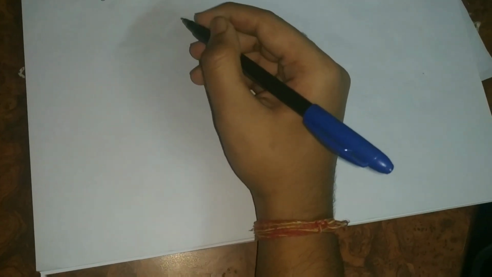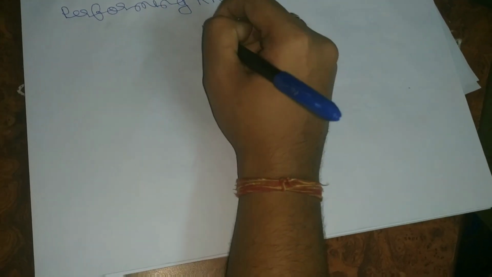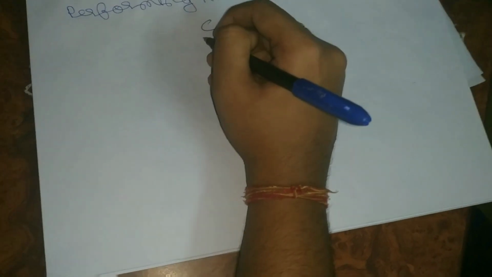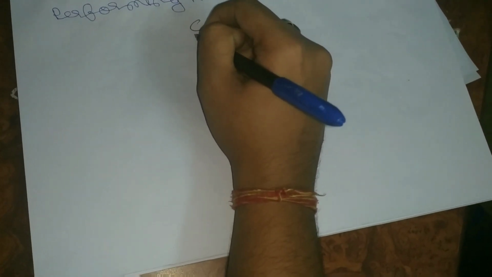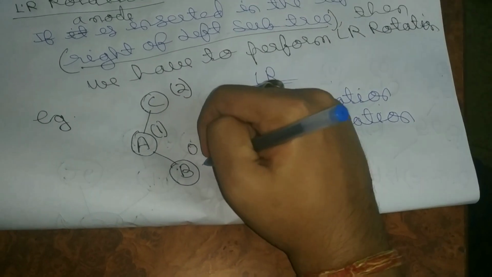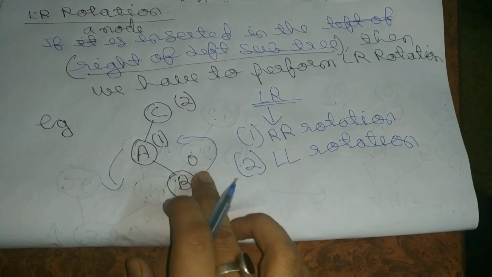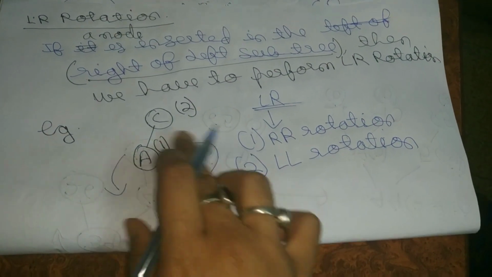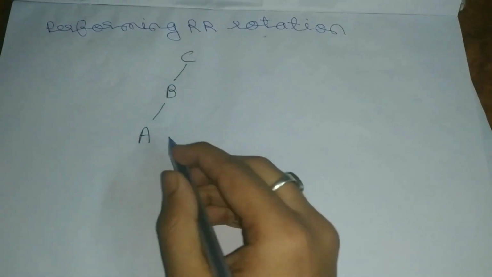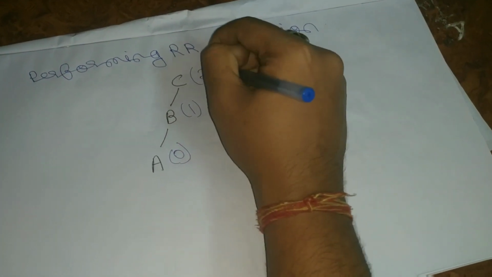See, RR rotation means from right to left. So here what we will do, it will become C B A. Okay, after performing RR rotation, it will come here and it will come here. So this is RR, right to left. So after performing RR rotation, it will become this. So see, 0 1 2.